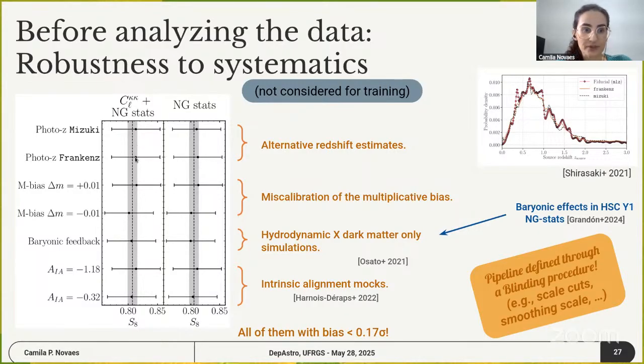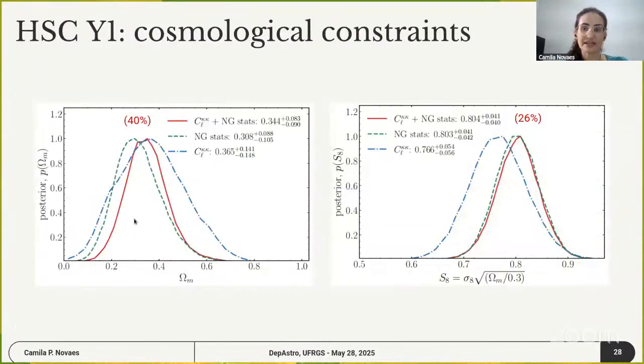And in gray, this gray region corresponds to this 0.17 sigma, just to show you that the bias from any of these systematics will be inside of this region. And this is how we define our pipeline, like the scale cuts and the smoothing scales and other characteristics of the analysis: we choose them in such a way that we don't increase this bias.